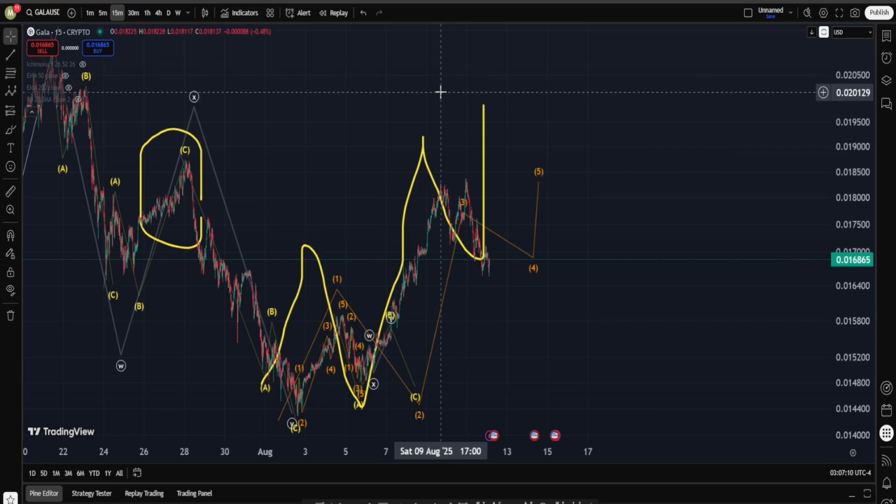Okay, hi everyone, welcome back, and in this update we are going to check out GALA's price chart. And what we said in the previous video, basically I'm going to say pretty much played out, but there is some nuance here and there.